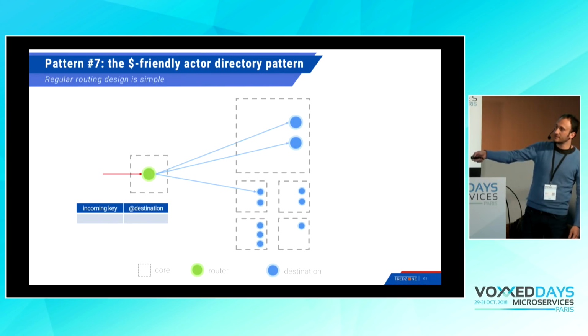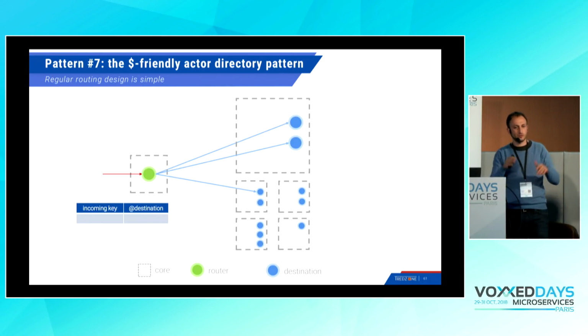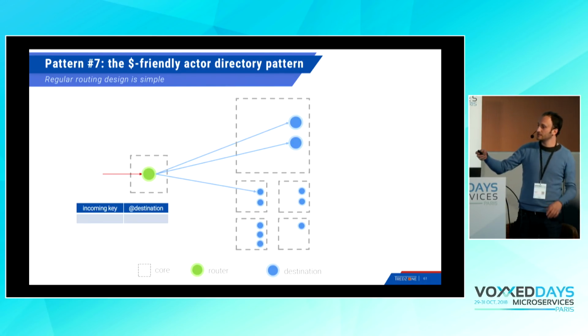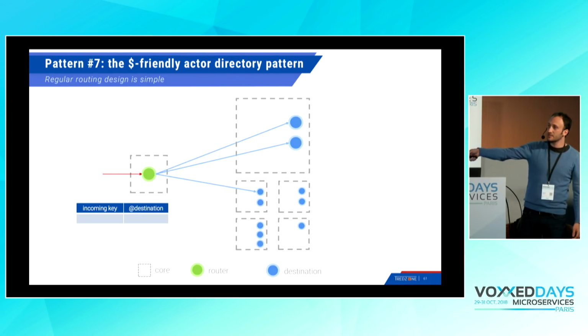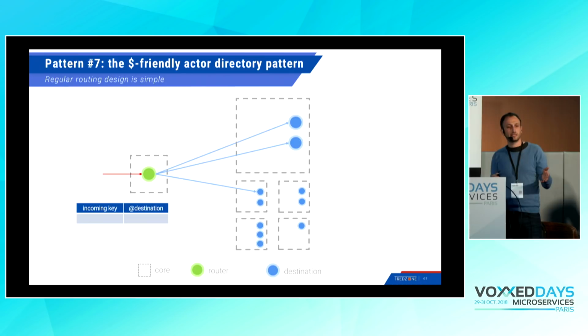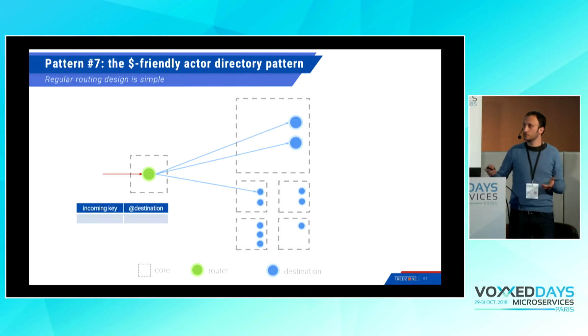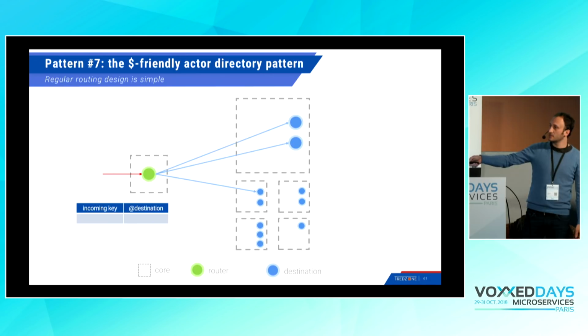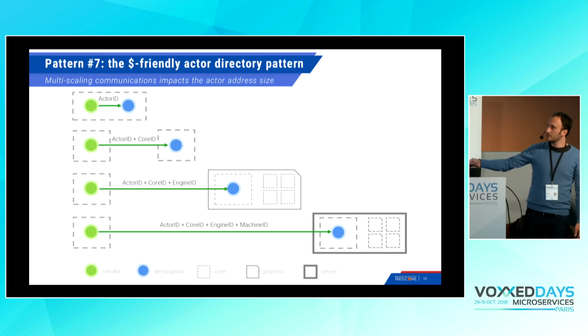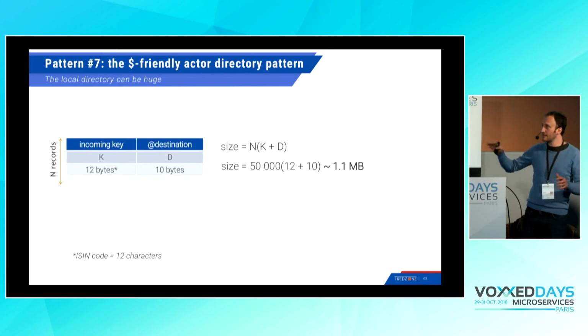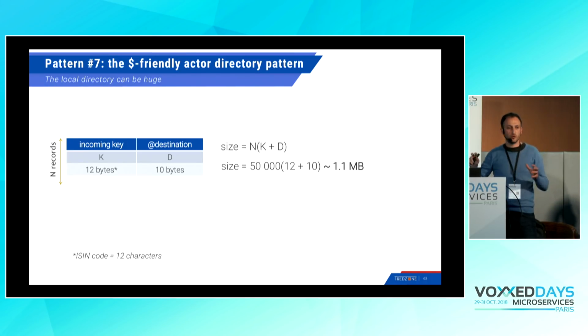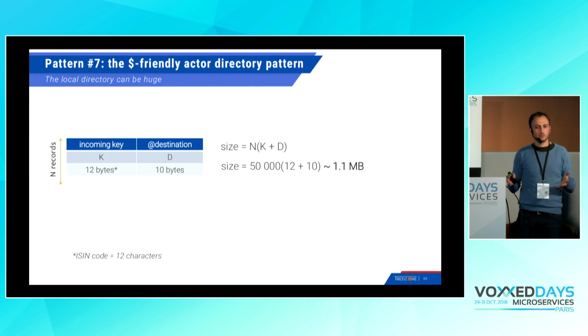the green actor has received a message, and you have a table, like any other, for your directory, and in this table you have, for example, the incoming key of your client. For an exchange, it would be an ISIN code, a 12 bytes key, and you have the ID of the destination. And this can take about 1 megabyte for a list of 50,000 actors, because, okay, it's only a multiplication.